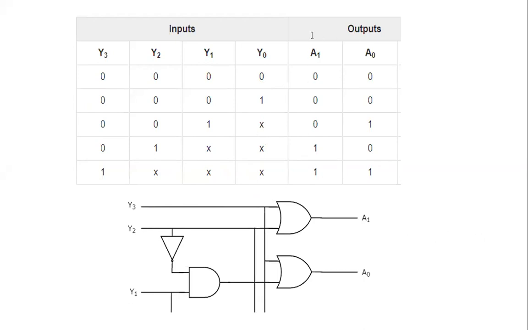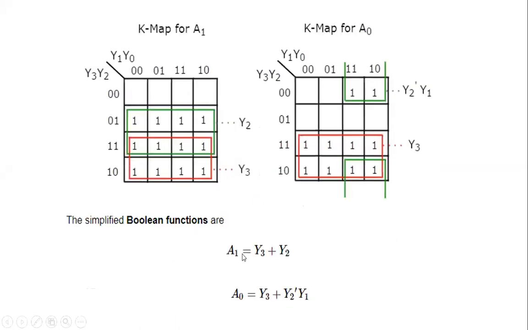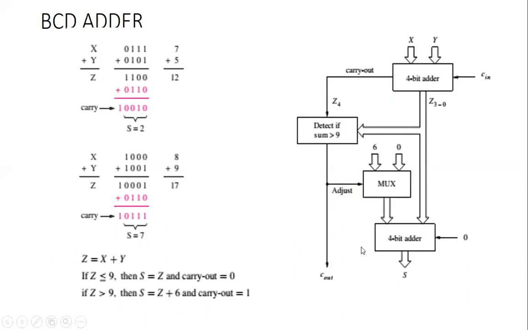And simplify a1 and a0, the Boolean expressions. If you simplify a1 and a0, I'll get the logic diagram as shown in the figure, where a1 will be equal to y3 plus y2, and a0 will be equal to y3 plus y2 bar y1. Using a K-map, it can be simplified like this. Okay, so now let us go to the coding.